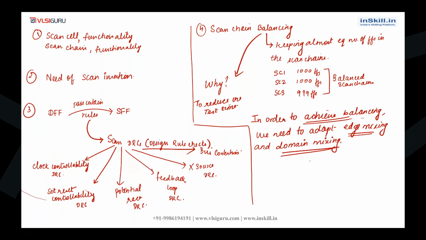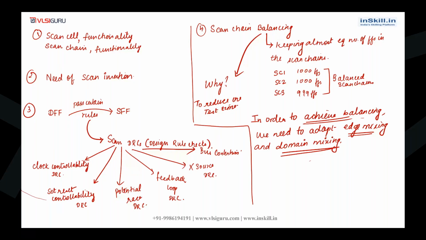And if you want your scan chain to be balanced, in order to achieve balancing, we actually have to adopt edge mixing and domain mixing. So what is edge mixing? What is domain mixing? And how, if you adopt edge mixing and domain mixing, are you able to achieve balancing? We'll try to explore it when we do the course.